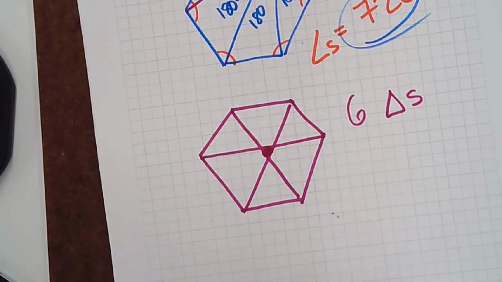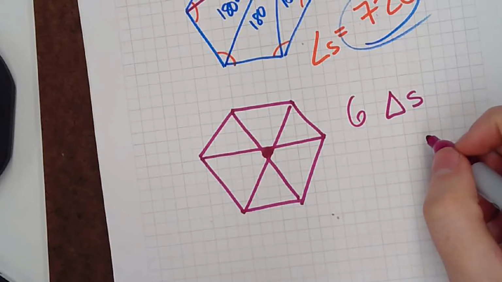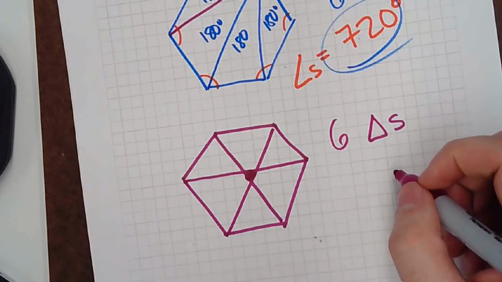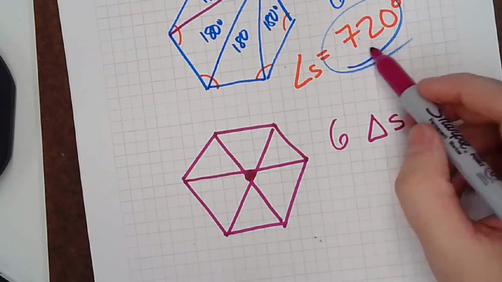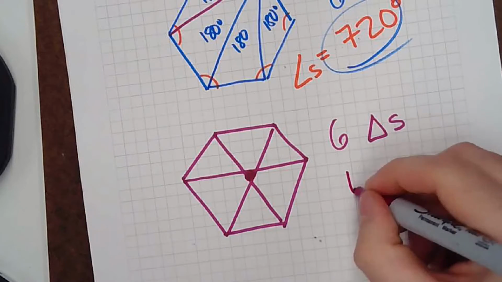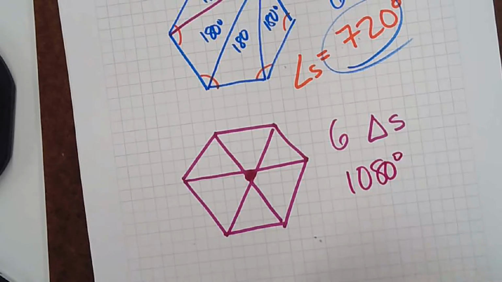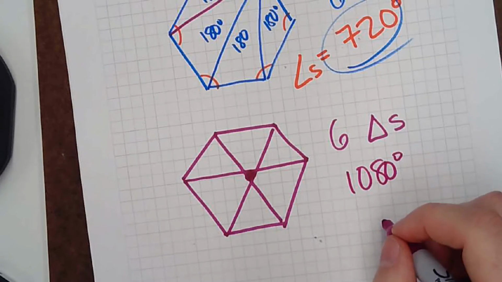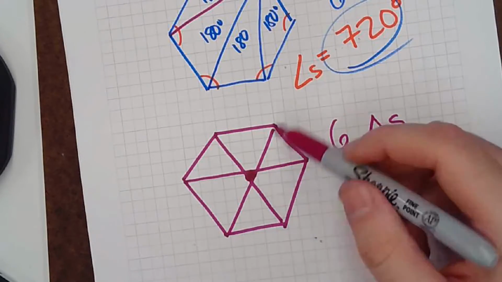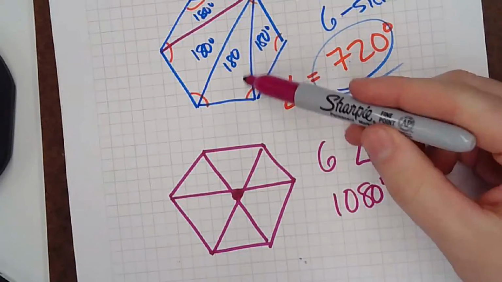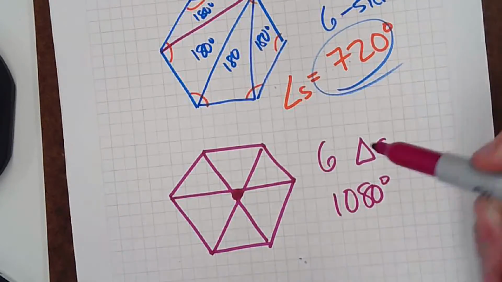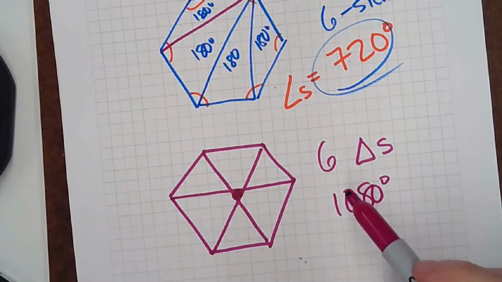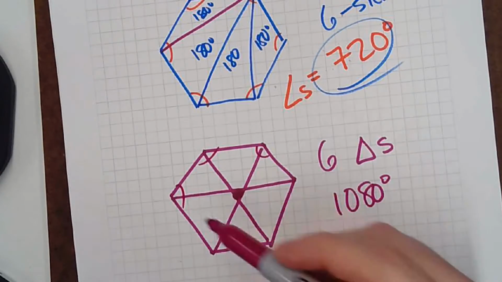So 6 times 180 is what? 360 plus 720. 1080. So same thing, divided up. This would say that, hey, the interior angles should all add up to 1080.